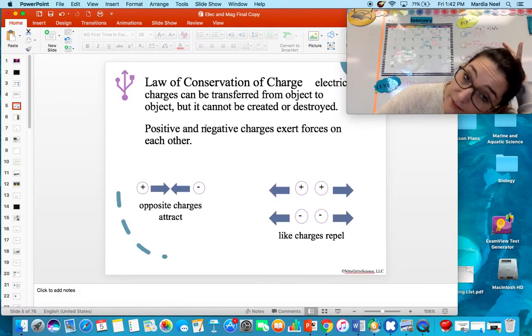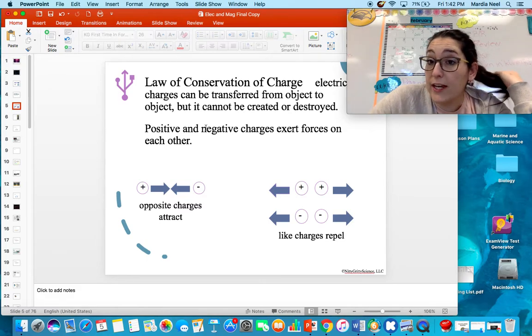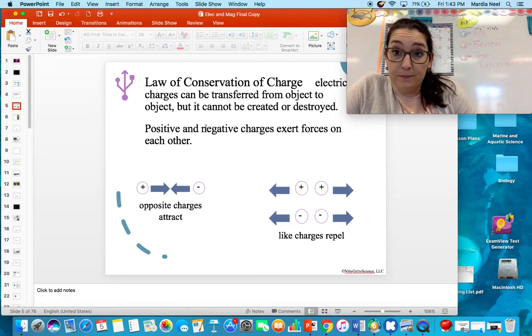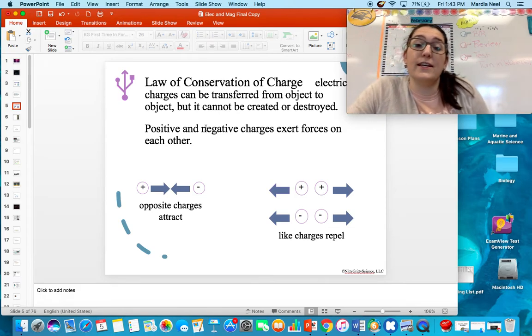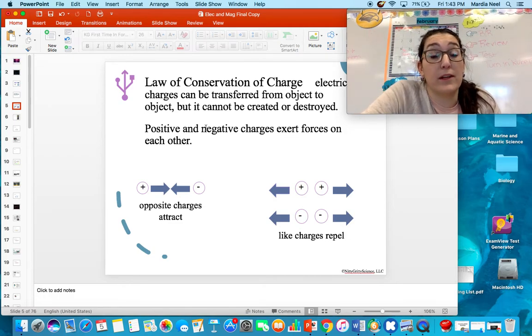So the law of conservation of charge says that electric charges can be transferred from one object to another, like in the shoe example. We can transfer those negative electrons from one object to another. But we can't create or destroy energy. We've said that before. We said the law of conservation of energy meant we can't create or destroy energy. So the law of conservation of charge is saying we can't create or destroy those atoms and those electrons either. They have to go somewhere. They can't just disappear.